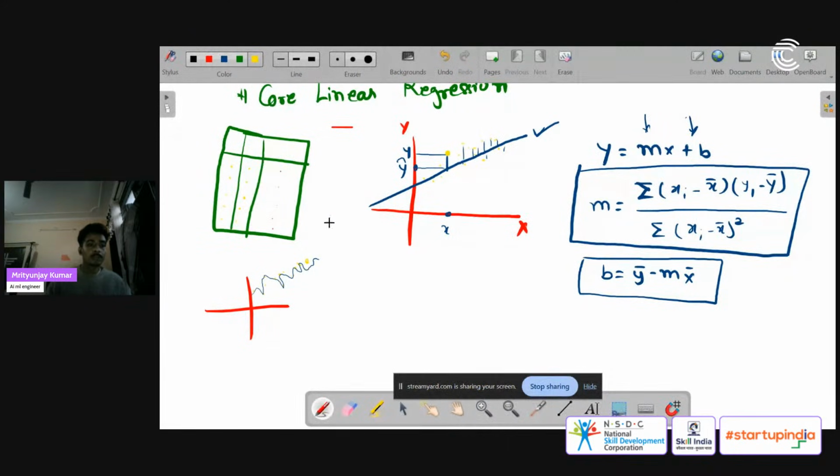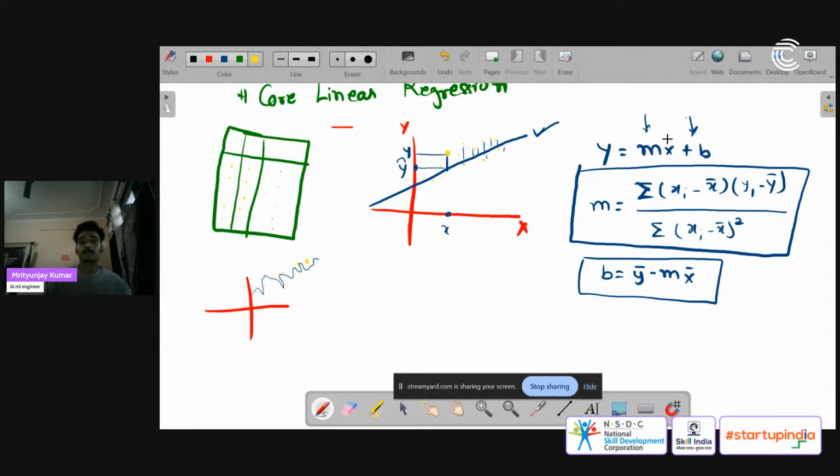Because of that, we try to focus on minimizing the error. A single line is not always going to work for every kind of data. So that's why we do not always try to make a perfect line. We always try to get the minimum error line.